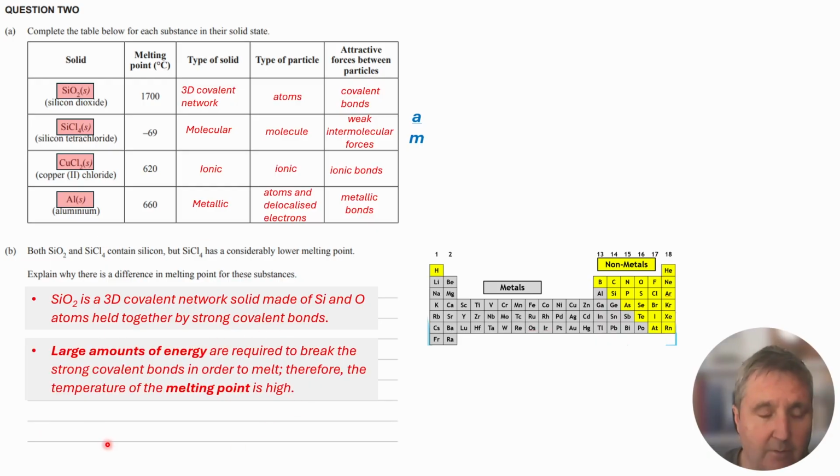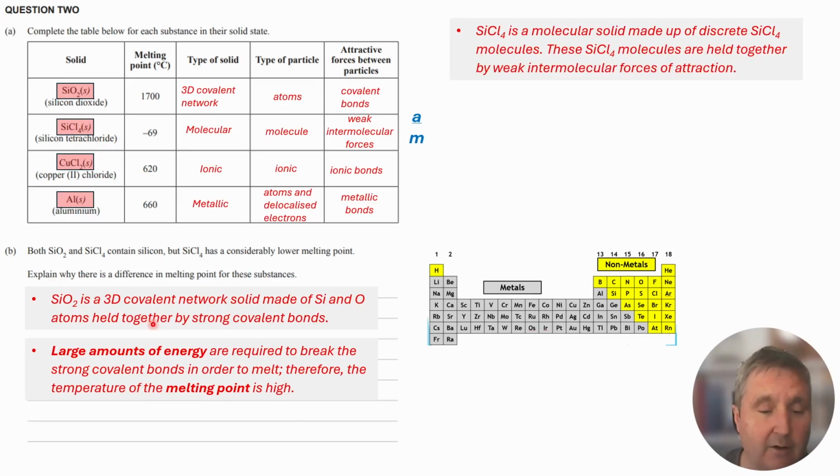And that's going to be our next bit of writing here. We're going to link that to it. We're going to say the melting point is high because they have strong covalent bonds, and you need to break them in order to melt them, and that needs a large amount of energy. And then you just say the opposite, of course, and we're talking about silicon chloride.